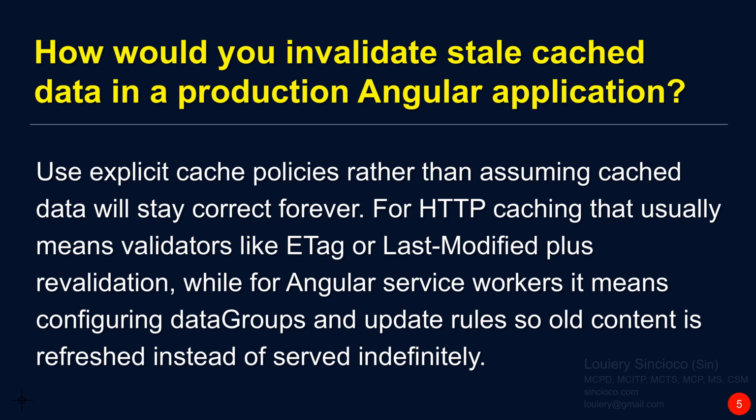How would you invalidate stale cache data in a production Angular application? Use explicit cache policies rather than assuming cached data will stay correct forever. For HTTP caching, that usually means validators like ETag or Last-Modified plus revalidation, while for Angular service workers, it means configuring data groups and update rules, so old content is refreshed instead of served indefinitely.